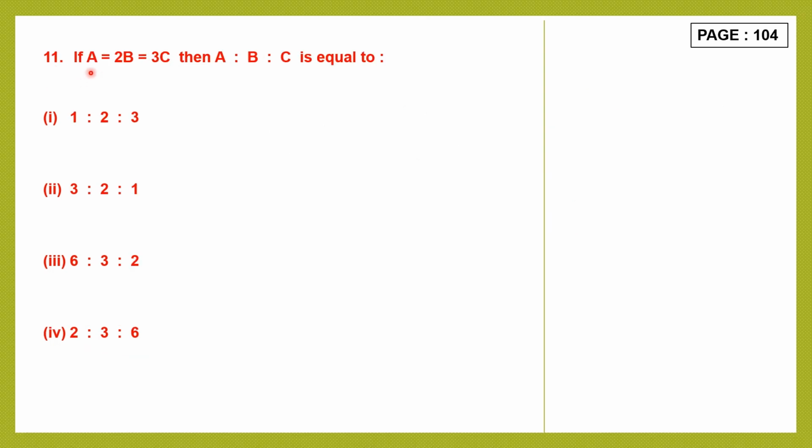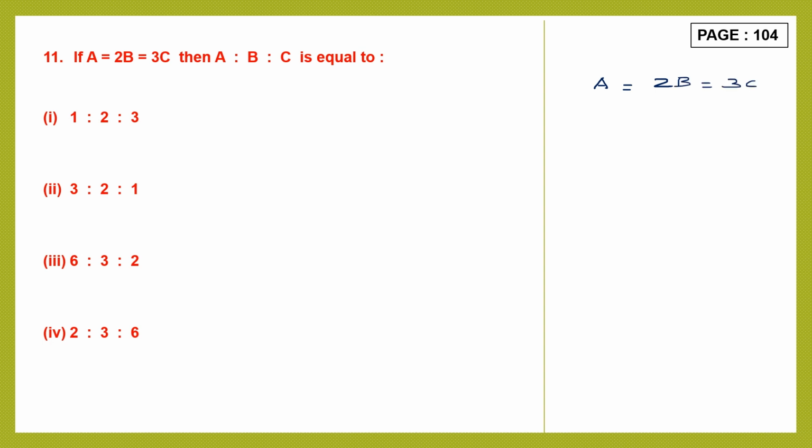Question 11. If A is equal to 2B is equal to 3C, then A is to B is to C is equal to what? Which of these answers? So let's copy down this question. Here what is given to us is A is equal to 2B is equal to 3C. This is given to us, isn't it?